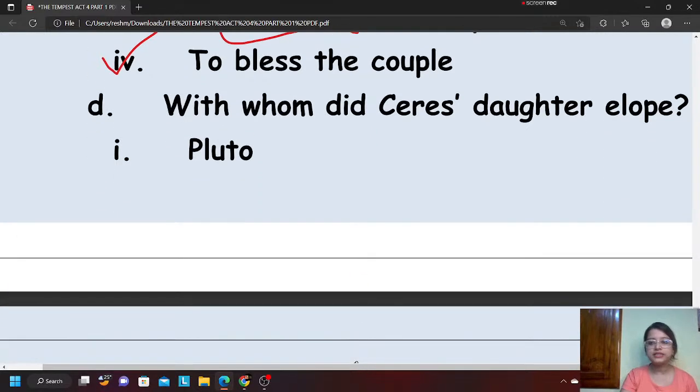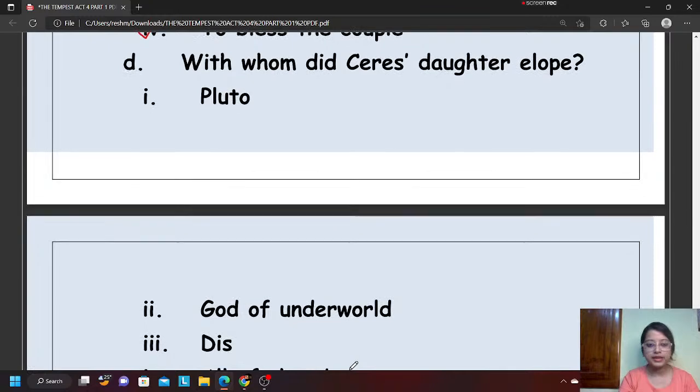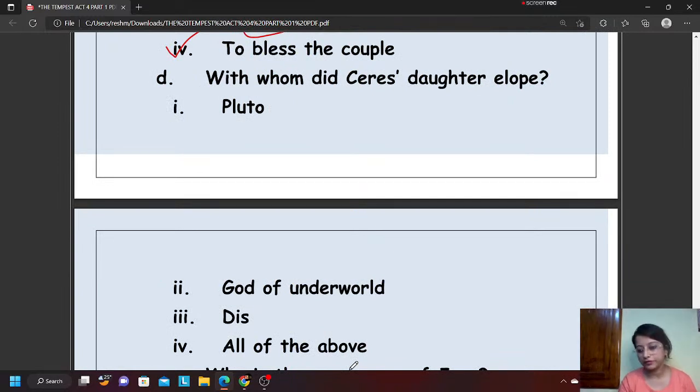Next, with whom did Ceres' daughter elope? किसके साथ भाग गए Ceres की daughter? Option number 1 is Pluto, option number 2 is God of the Underworld, option number 3 is Dis, and option 4 is all of the above. Vishal is saying option number 2, God of Underworld. Gaurav Kumar is saying option number 2. Arnesh is saying all of the above. Think. Nobody, Pluto. Shivani is saying 2, which is God of the Underworld.